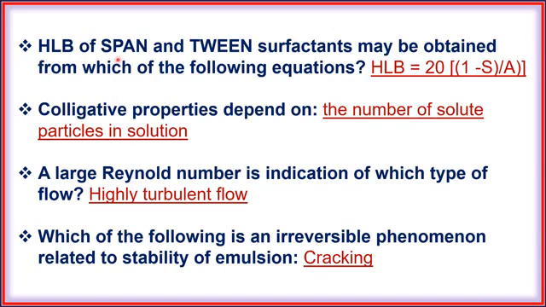Next, HLB of Span and Tween surfactants may be obtained from which of the following equation? HLB equal to 20 bracket 1 minus S by A. Next, colligative property depends on the number of solute particles in solution. Next, a large Reynolds number is indication of which type of flow? High turbulent flow. Next, which of the following is an irreversible phenomenon related to stability of emulsion?